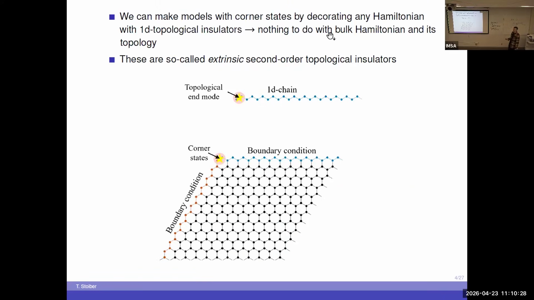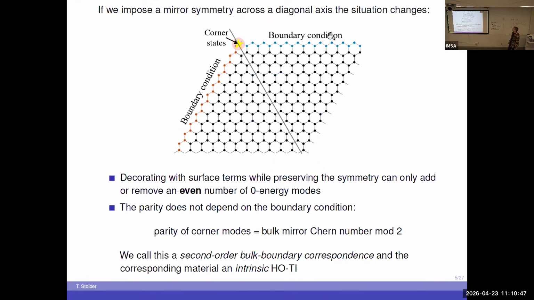So, in some sense, the problem is that these are very uninteresting. If you don't have any kind of symmetry, then basically every corner state arises in this form. It's just a trivial model decorated. So if you want to have something more interesting, we need to impose a symmetry.